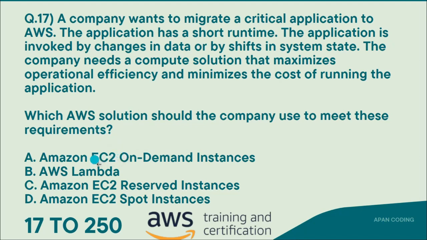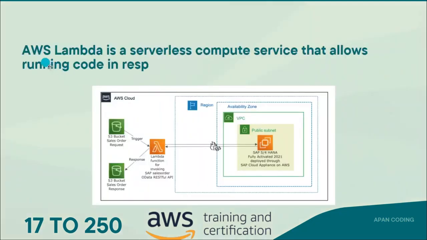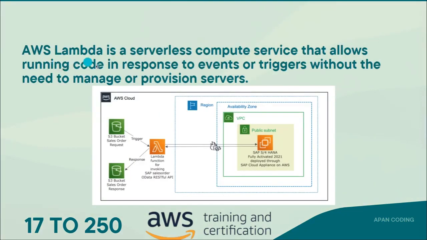So the answer will be AWS Lambda. You know Lambda is serverless, with the explanation here. AWS Lambda is a serverless compute service that allows running code in response to events or triggers without the need to manage or provision servers. You can see the image here, the ordering request and also the response to the order request. Here the Lambda service is being used.